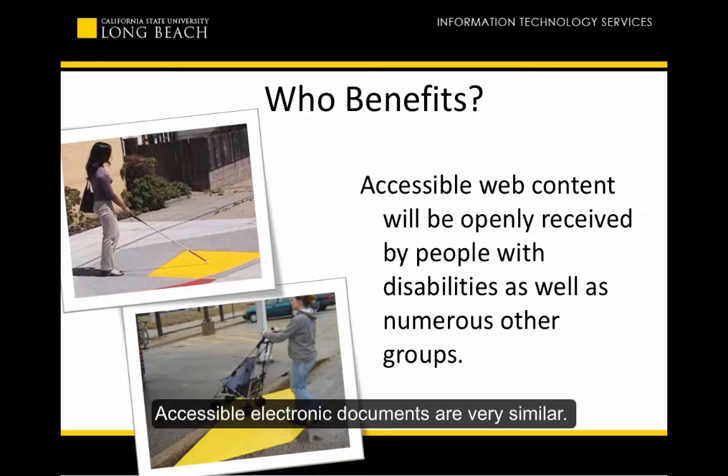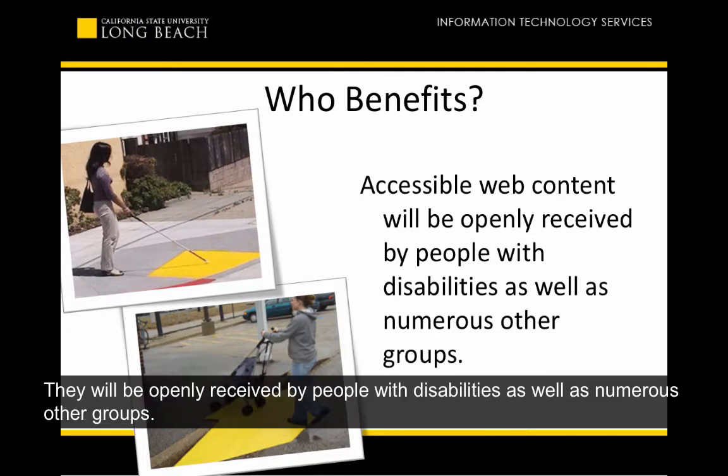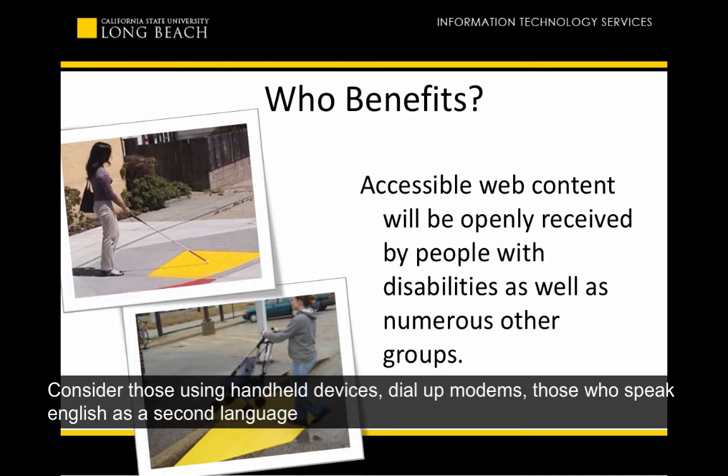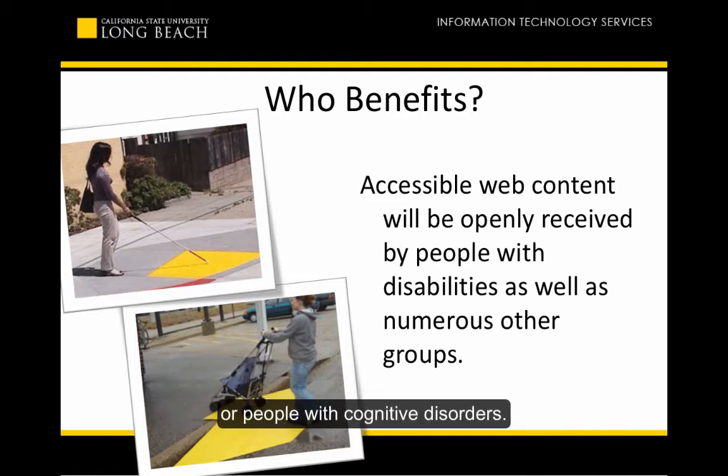Accessible electronic documents are very similar. They will be openly received by people with disabilities as well as numerous other groups. Consider those using handheld devices, dial-up modems, those who speak English as a second language, or people with cognitive disorders.